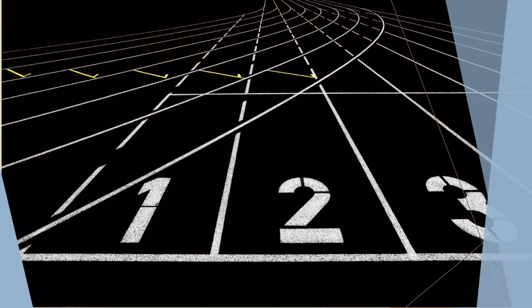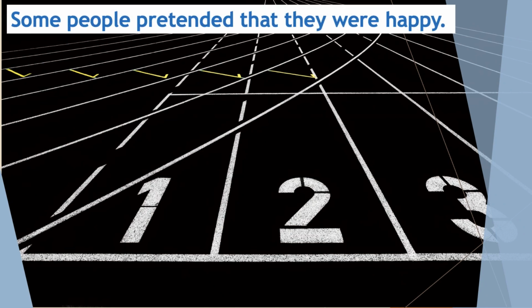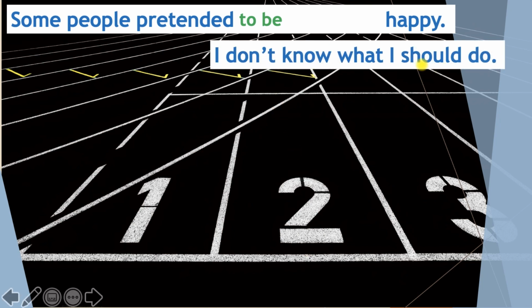Let's do some exercise together in this part. The first one, some people pretended that they were happy. They refers to some people, so it is possible that I can reduce it into to be, okay? So you see the difference? That they were changed into to be. I don't know what I should do. This part is the noun clause. Subjects are the same, and there's a modal verb here. So I will just change it into I don't know what to do. More natural to say, isn't it?